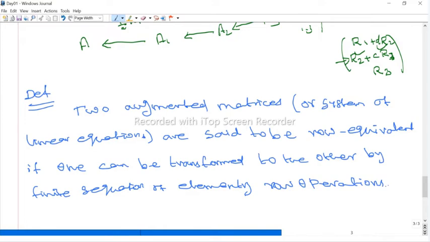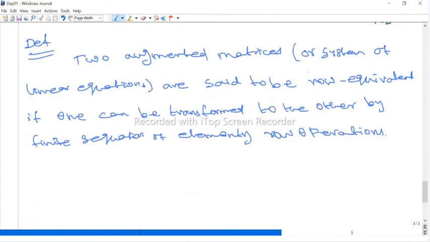Then we call it row equivalent. When we say two systems of equations are row equivalent, remember every system has an augmented matrix. Suppose we have two systems. We take AX equal to D as one system, written in matrix form. Suppose we have another system, CY equal to some other variable. There is no need to take the same variable; you can take Y1, Y2, and so on.